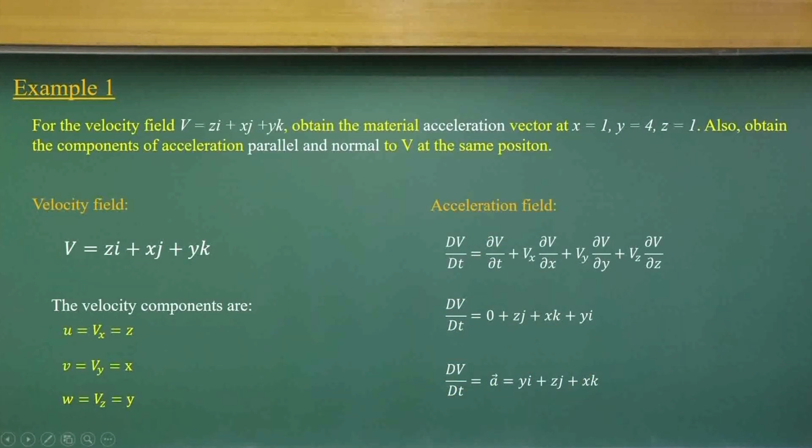Now, let us solve these two example problems. One is that the velocity field is given to us, and we compute the material acceleration vector, as we discussed, at the given position. After that, you obtain the component of acceleration parallel and normal to this. Okay. So, let us solve the first part. I know the velocity field, I know these u, v, w components. Okay. I will do this partial derivative and substitute.